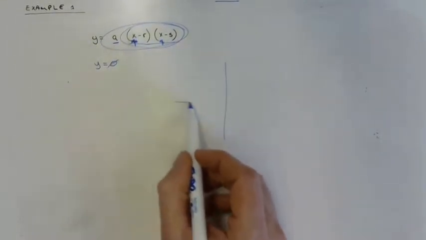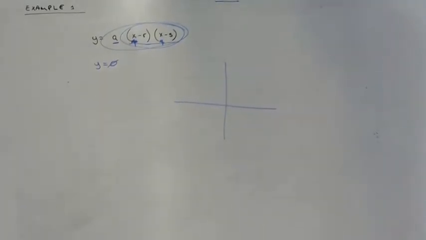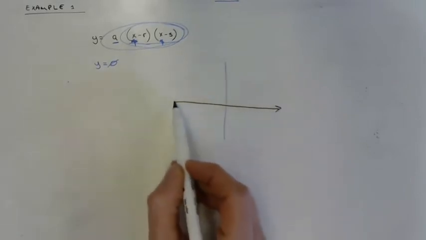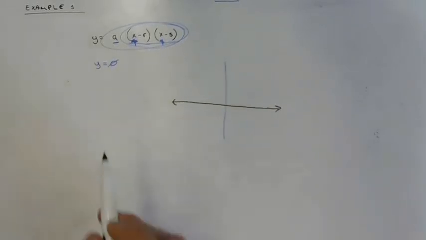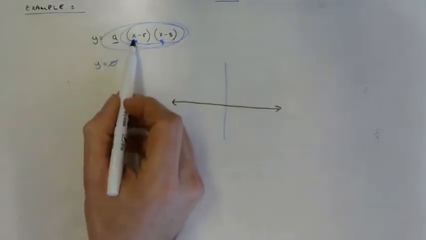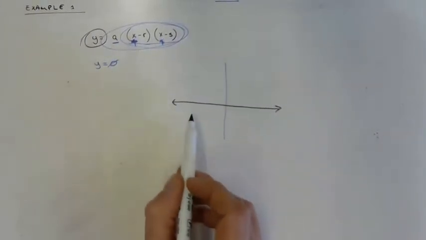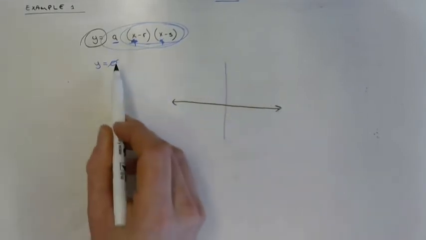So I draw a graph of that. There's my coordinates. Here's my line y equals 0. Horizontal line along the x-axis. Okay? If A is 0, then it doesn't matter what x is. The value of the function is always going to be 0. So that's what happens if A is 0.